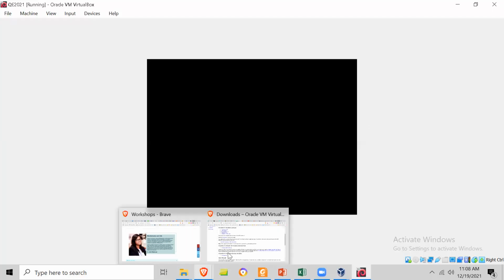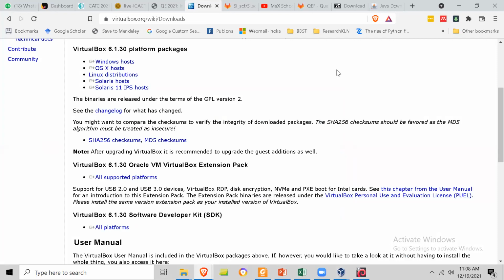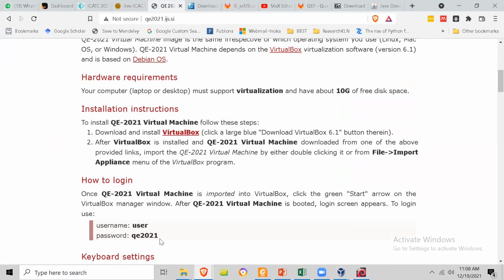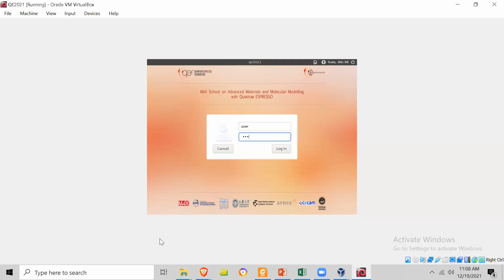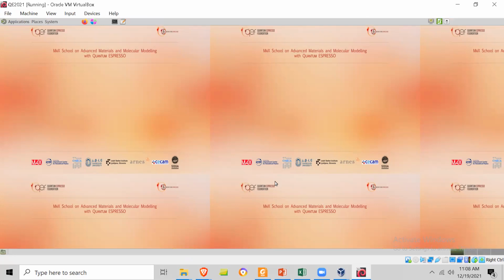Again, I think I shared this yesterday, so you can go and look at that. So this username and password is user and QE2021. So you type that, user, QE2021, and it logs you into this Mac school on advanced materials and molecular modeling at Quantum ESPRESSO virtual machine that they have prepared.